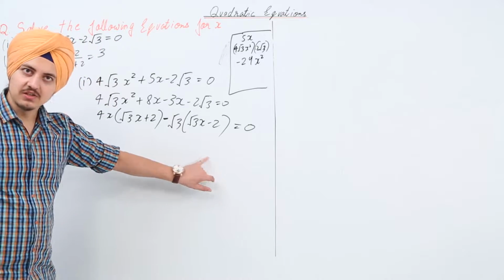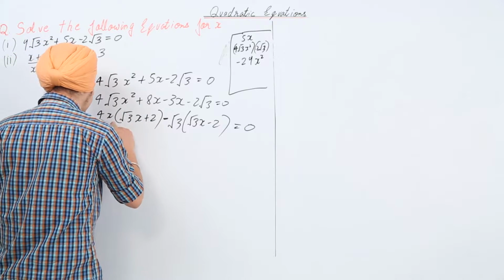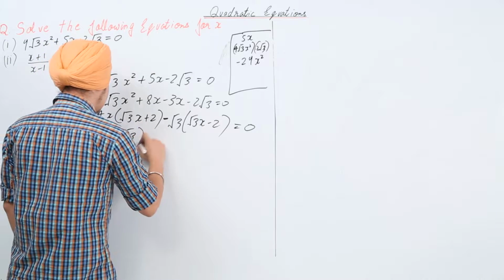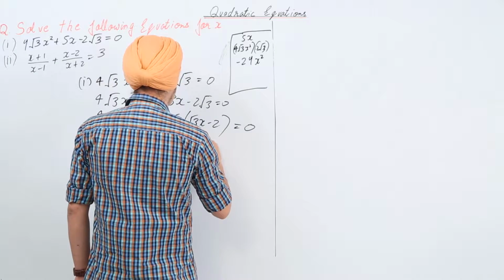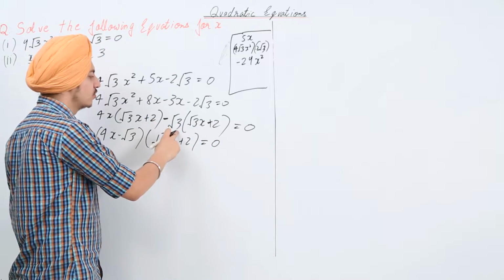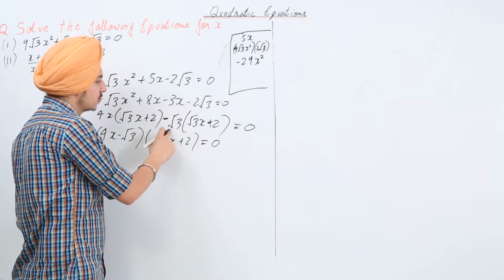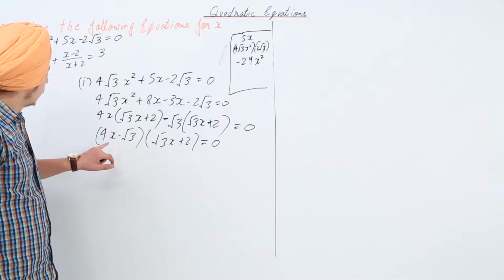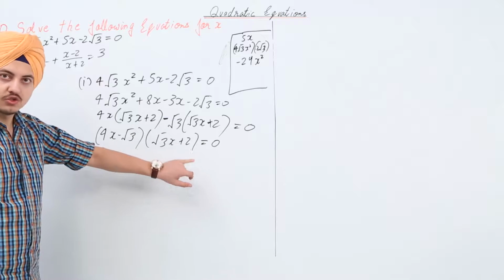Did you understand this? It's very easy. So this equation can be simplified into 4x minus root 3 and root 3x plus 2 is equal to 0. Here there will be a plus sign because we've taken minus root 3 common. So there will be a plus sign over here. So minus root 3 into 2 is minus 2 root 3. So we have 4x minus root 3 and root 3x plus 2 equal to 0.